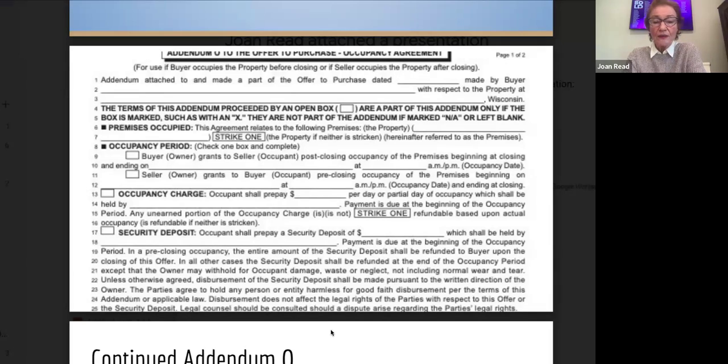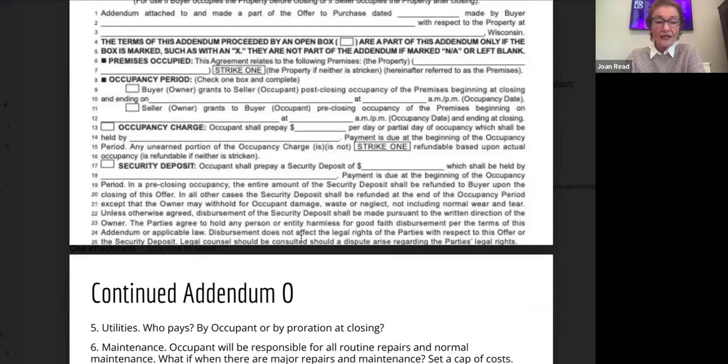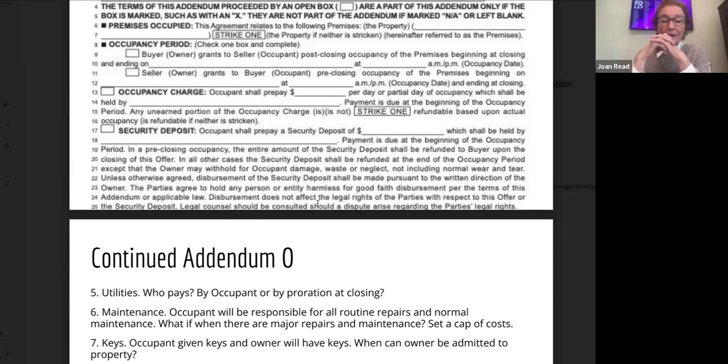So you talk about what happens if there's any damage, or if there's any reason why the owner of the property at that time, the new buyer, shall keep some of the security deposit or not. But all of that is explained in lines 19 through 25.